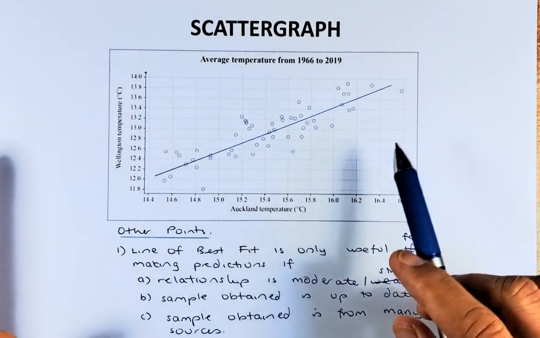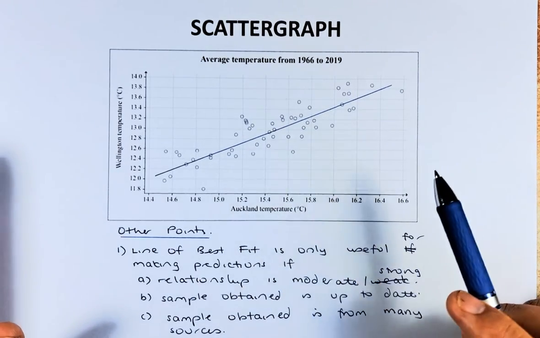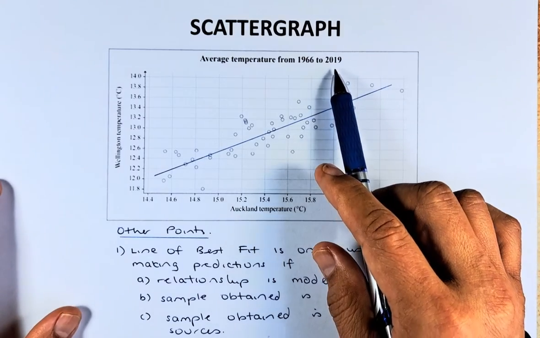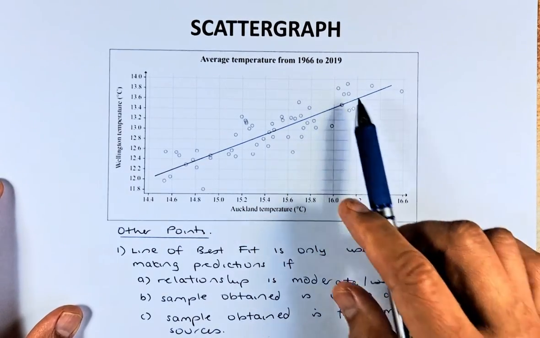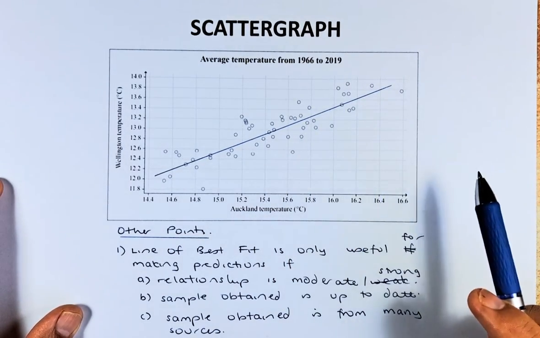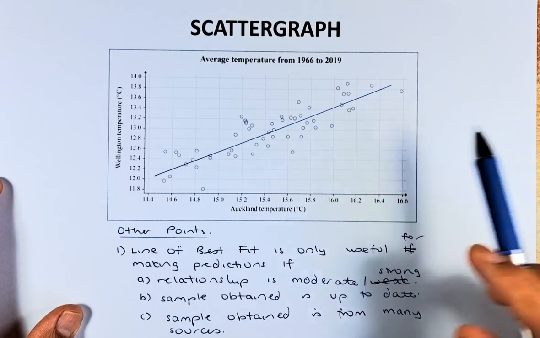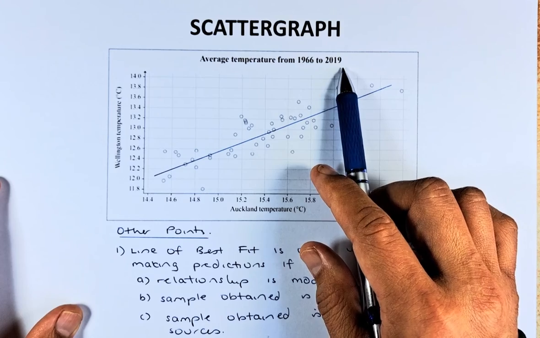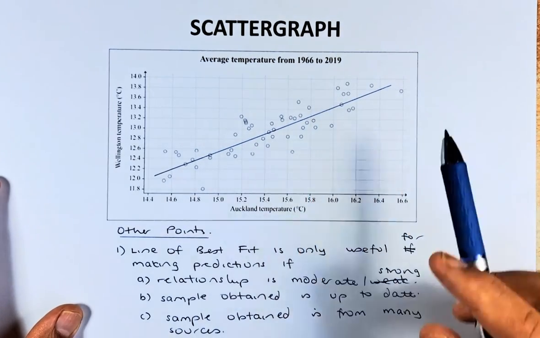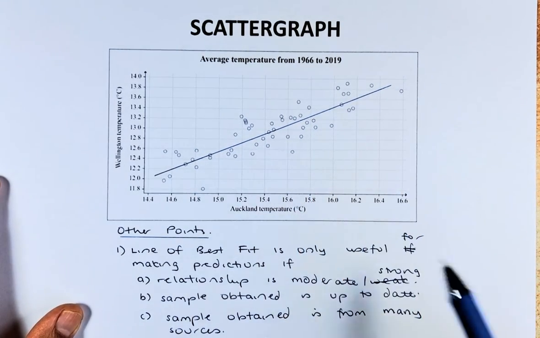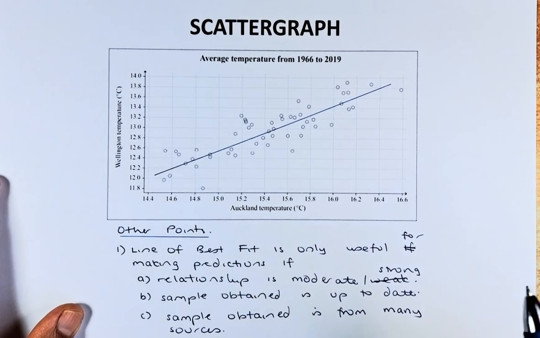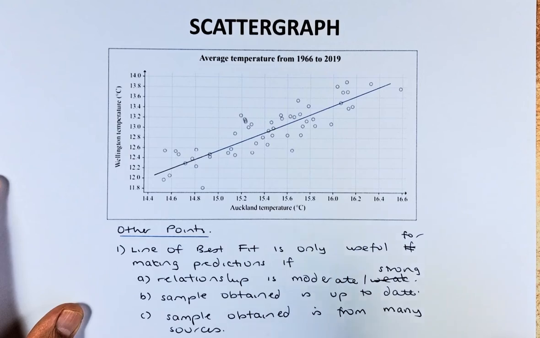Secondly, the data obtained has to be up to date. In other words, if I want to make a prediction for 2020, then it's good that it ends at 2019, so it's up to date. If I want to make a prediction for 2025, it is way too long ago, six years since then, the data may change. So if the data is not up to date, then it is not a good way to make a prediction. And last but not least, the sample obtained must be from many sources.